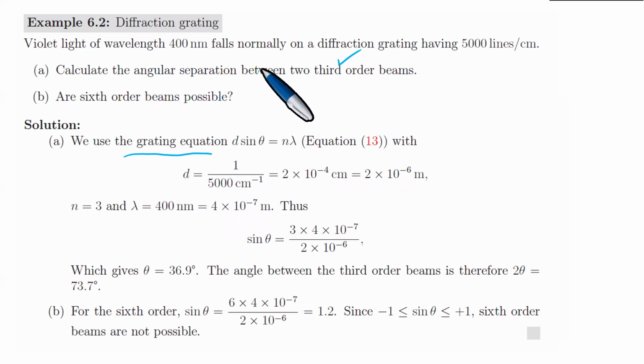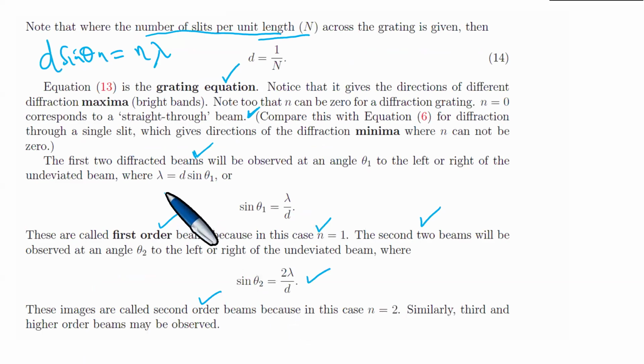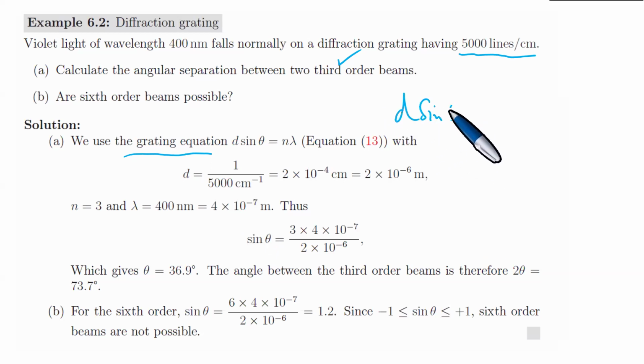The violet light of wavelength 400 nanometers falls normally on a diffraction grating having 5,000 lines per centimeter. Since d is 1 over n, we have the d there. Having obtained d, our formula is d sine θn equals nλ. At this point we can solve for sine θ. When n is 3, sine θ3 is 3λ divided by d.